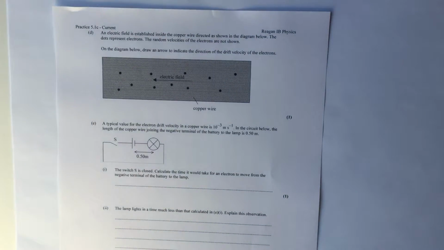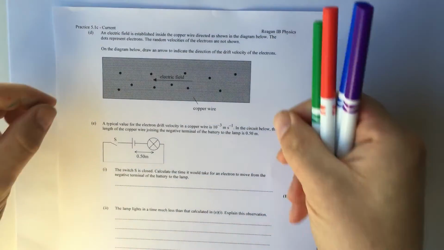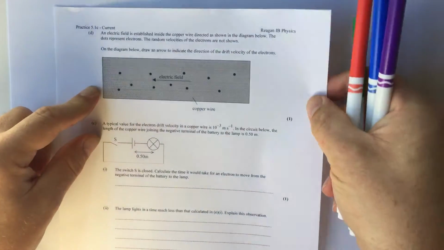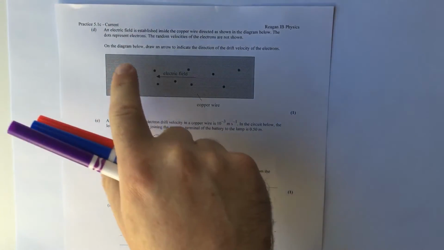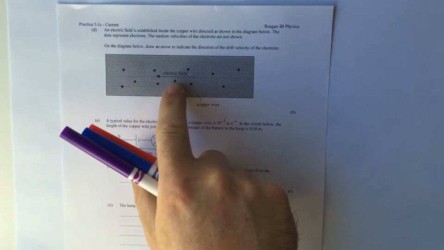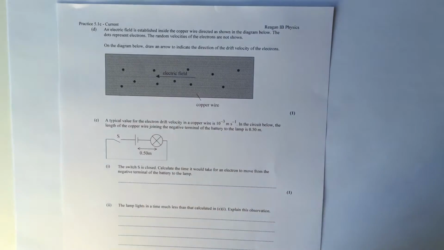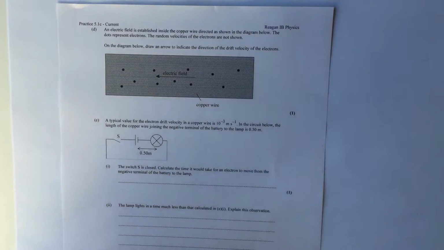It says an electric field is established inside the copper wire directed as shown in the diagram. The dots represent electrons. The random velocities of the electrons are not shown in this case. On the diagram, draw an arrow to indicate the direction of the drift velocity of the electrons. All right, so just like if this was a board and those were little marbles and we tilted the board slightly, what establishing an electric field does is it causes each one of these electrons to feel a push in a direction that is somewhat interesting here.